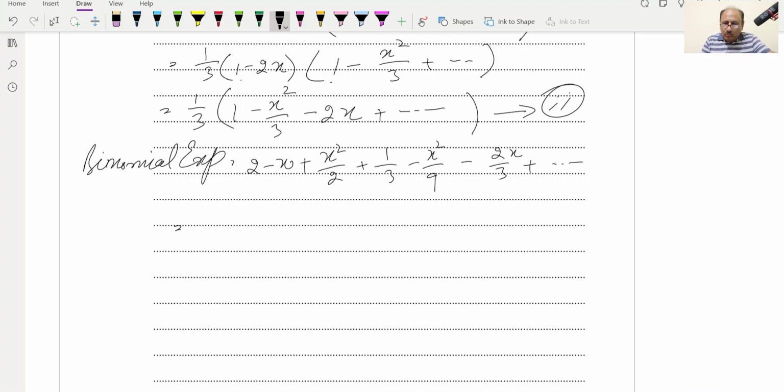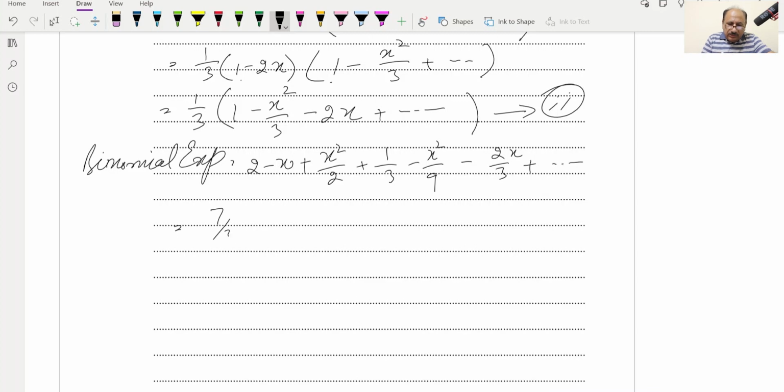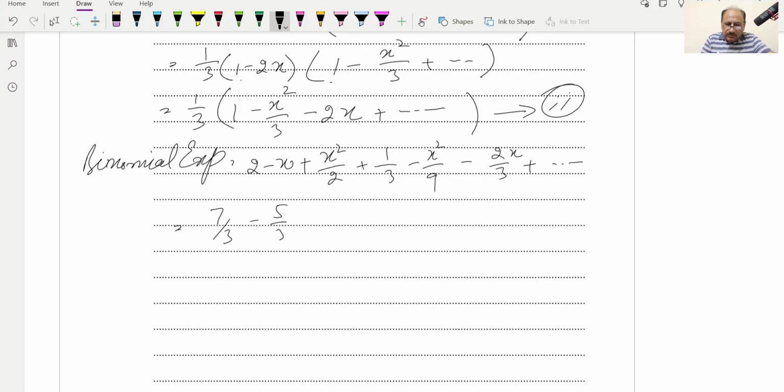So 2 plus 1 over 3 will be equal to 7 by 3, and then minus x and minus 2 by 3x. So minus 1 minus 2 over 3 will result in minus 5 by 3x. The x terms we have combined.